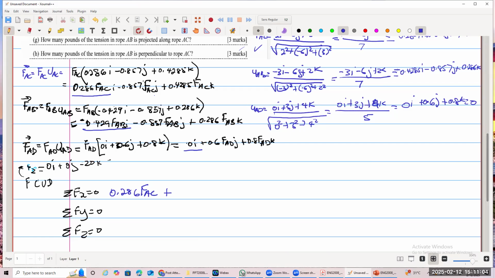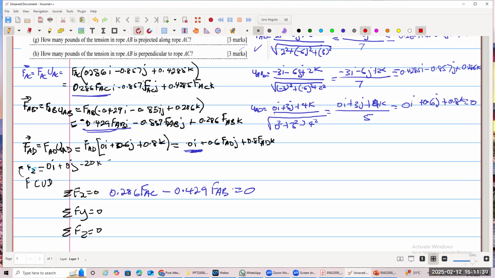Plus, no, it's minus. Let's see if we get that right. So we have a minus. Where is it again? What's this value? 0.429 FAB, right? And that is equal to 0. The Z is 0, so you don't have to put that in. You see that, right? Everybody see those? So look for the blue line. We identify the blue line for all three expressions.